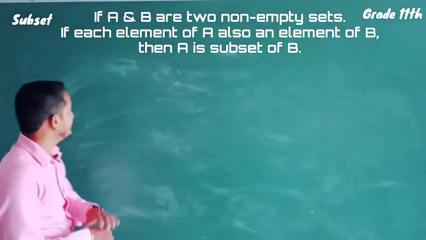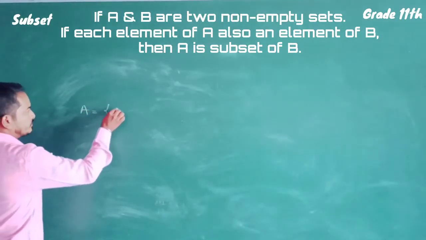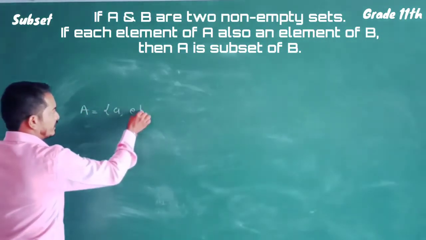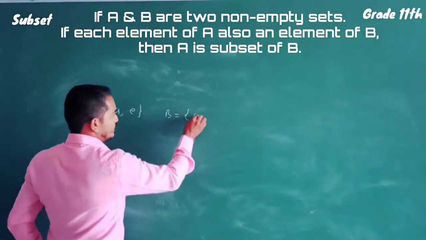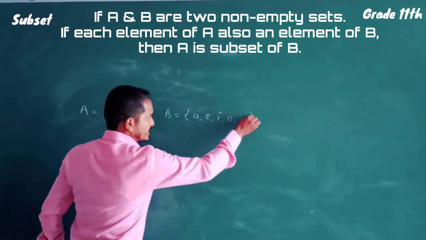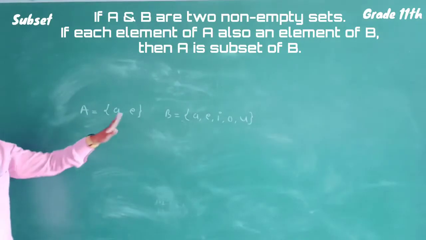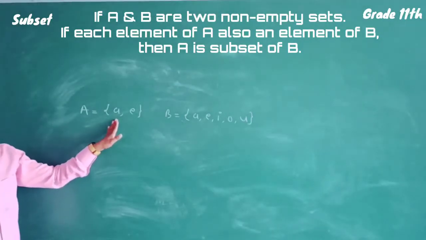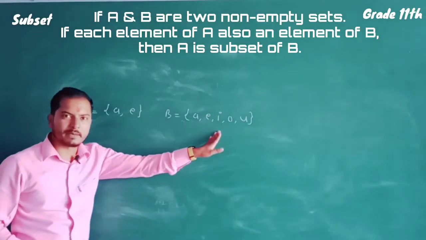It means we have two sets. For example, let A = {a, e}, and we have another set B = {a, e, i, o, u}, the vowels of the English alphabet. Now A is non-empty because there are two elements. Similarly, B is also non-empty because there are 5 elements.